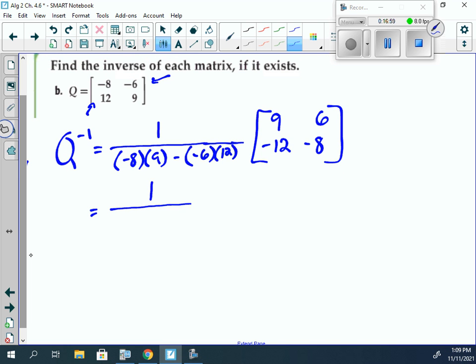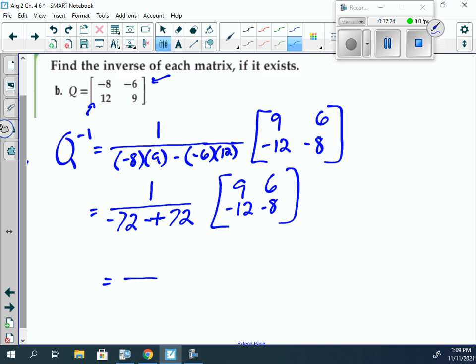Now let's simplify the bottom of that fraction. -8 times 9 is -72. -6 times 12 is -72. 9, 6, -12, -8. Well, here a negative and a positive. Well, this would be 1 over 0.